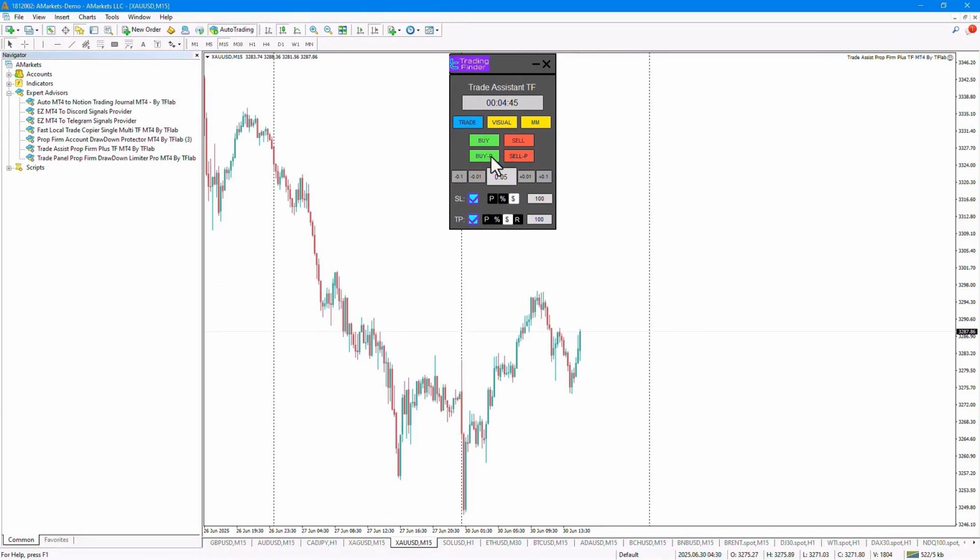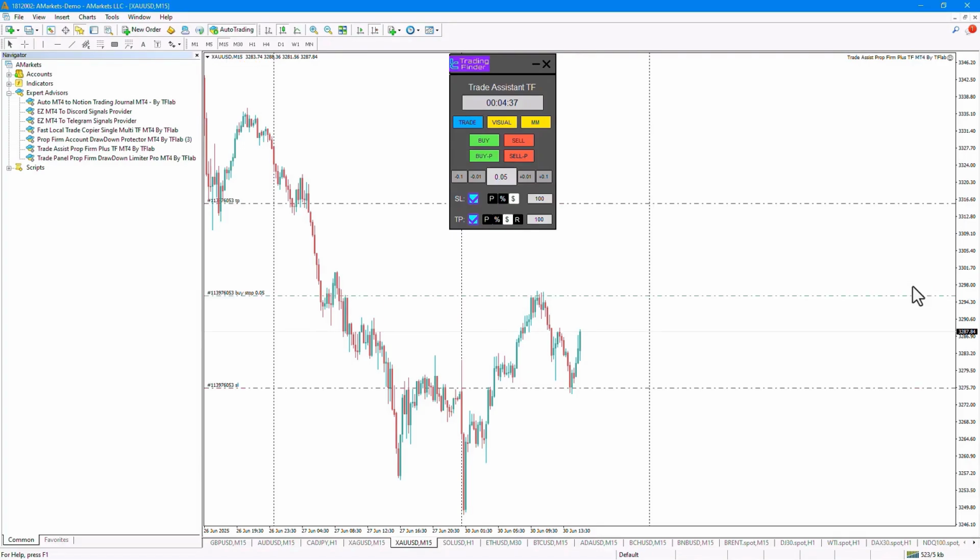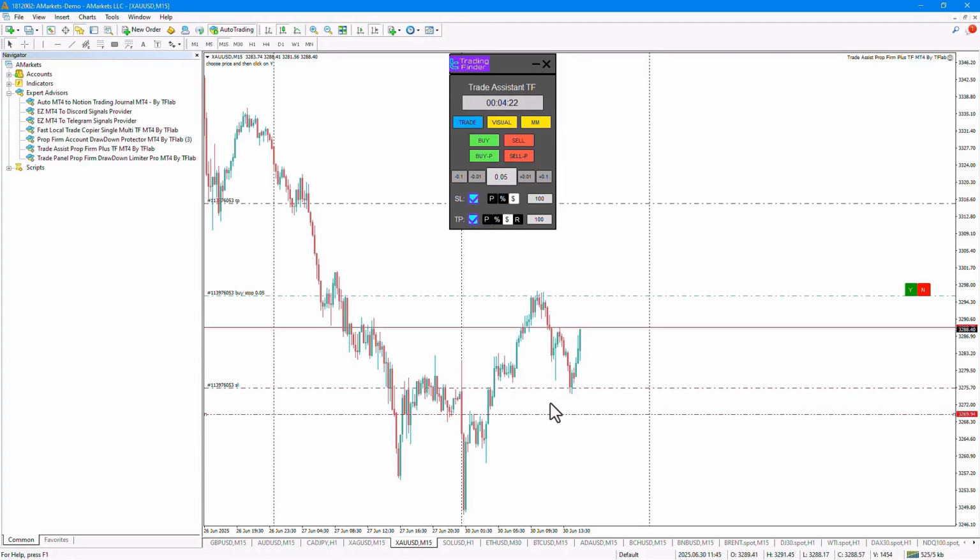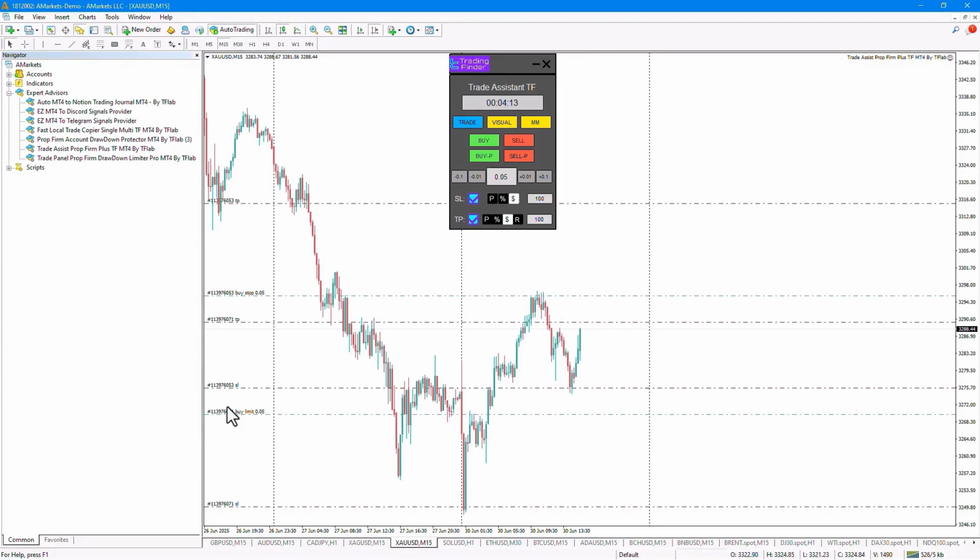The same applies to buy pending orders. If our entry point is above the current price level and we set a pending order, the expert advisor will automatically recognize it as a buy stop and place it for us. And if our entry point is below the current price, it will recognize it as a pending buy limit and place it on the chart for us.